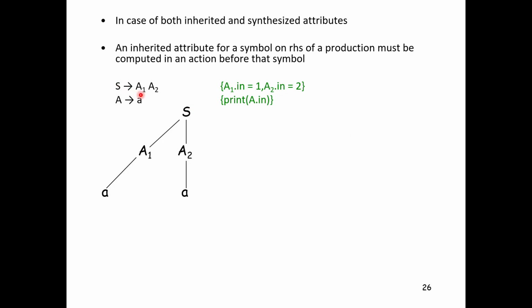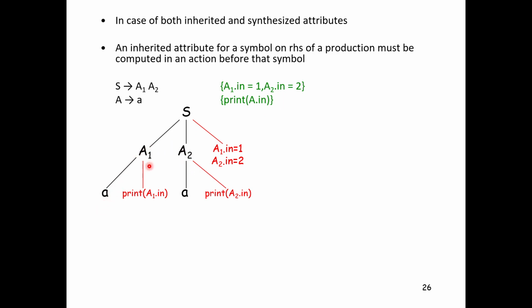Consider this case. S gives A1 A2. The semantic rule is A1.in = 1, A2.in = 2. Both of them are inherited attributes. A gives a, print A.in. So if we are supplying the rules for this parse tree, it will look like this.